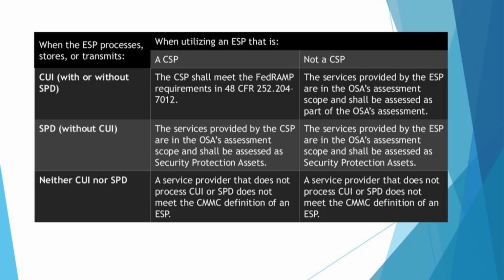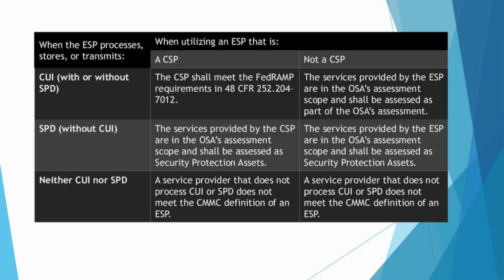The provider handles only SPD, no CUI involved, like that Cloud SIEM example. Much simpler. If they only handle SPD, logs, configuration data, etc., it doesn't matter if they're a CSP or a non-CSP ESP. In either case, their services are treated as a security protection asset, SPA, within your scope. Meaning they are assessed, but only against the applicable CMMC controls relevant to the security function they provide, like log integrity, access control to the logs. And crucially, FedRAMP is not required just for handling SPD.